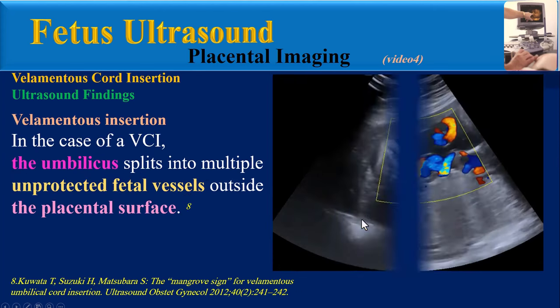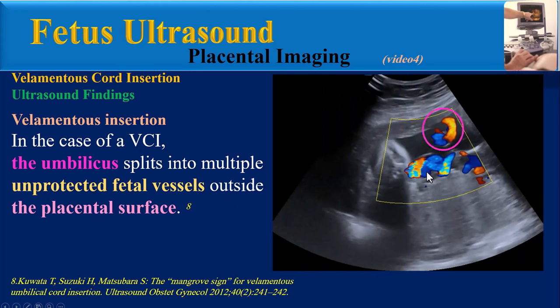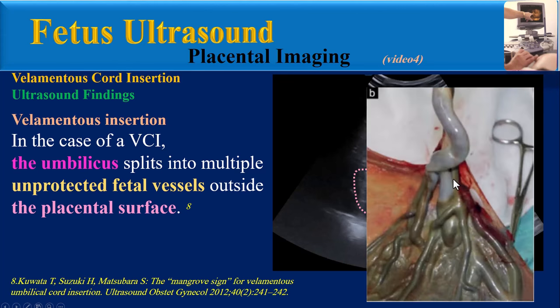In the case of a velamentous insertion, the umbilicus splits into multiple unprotected fetal vessels outside the placental surface. This image shows the macroscopic finding of the cord and the placenta from the patient following delivery, in which a velamentous insertion was identified with multiple separating vessels.